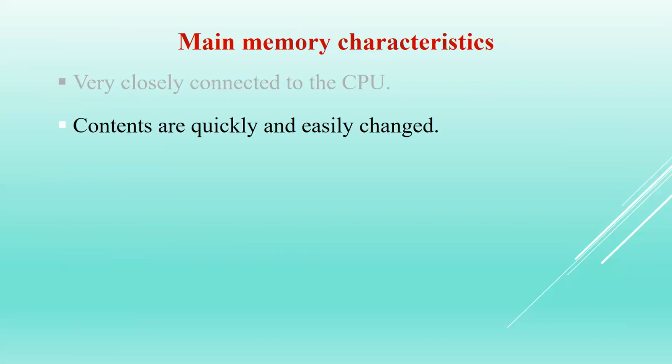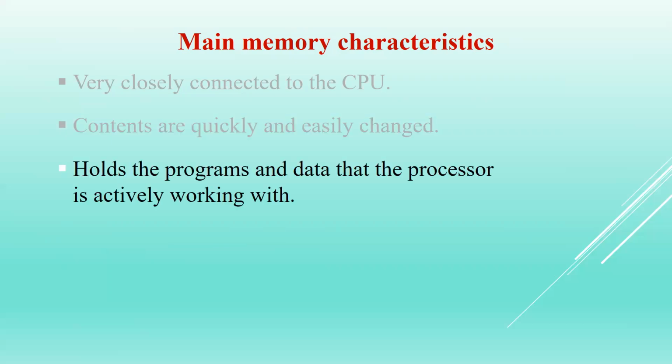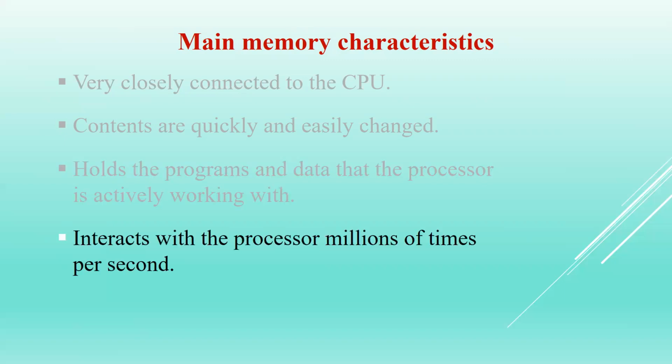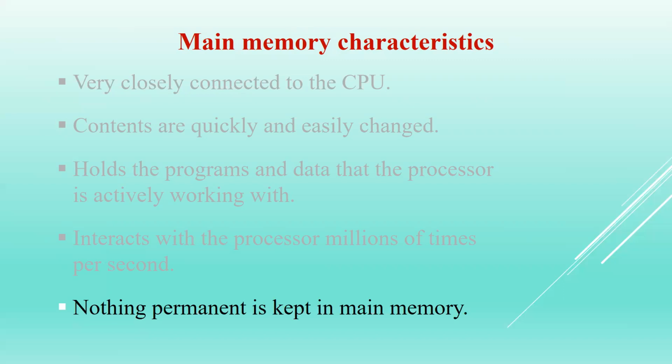The main memory characteristics. It is very closely connected to the CPU. Contents are quickly and easily changed. It holds the programs and data that the processor is actively working with, and interacts with the processor millions of times per second. And the last one: nothing permanent is kept in main memory.